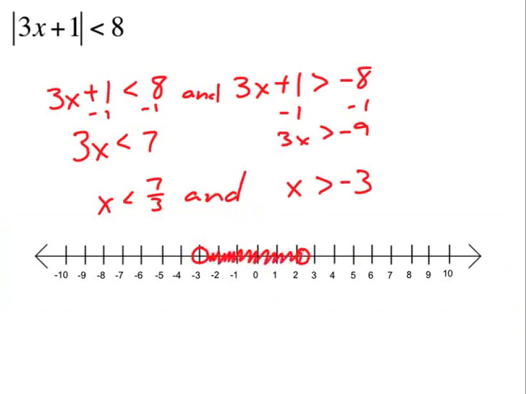So if I want to say this in interval notation, we're going to start at negative 3, and we're going to go to 7/3. And we're not going to include either one of those, so it's going to be both parentheses. If you want to put it in set notation, it's the set of all x's such that x is in between negative 3 and 7/3.